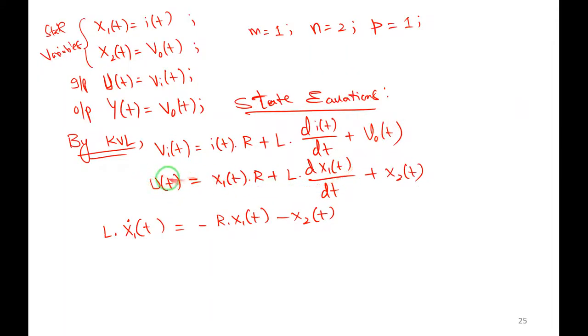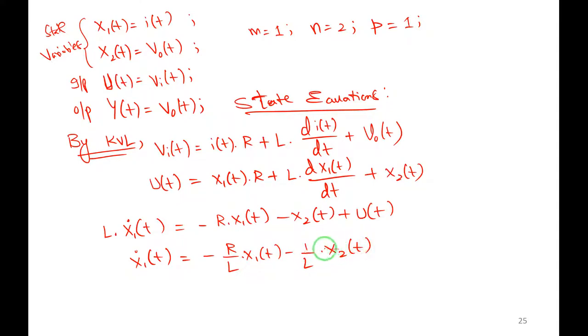Then u of t is here, so plus u of t. I hope you understood. So L into x1 dot of t is equal to minus r into x1 of t minus x2 of t plus u of t. But I want only x1 dot of t, so let me write it as minus R by L into x1 of t, because this L is there, divide it, minus 1 by L into x2 of t.